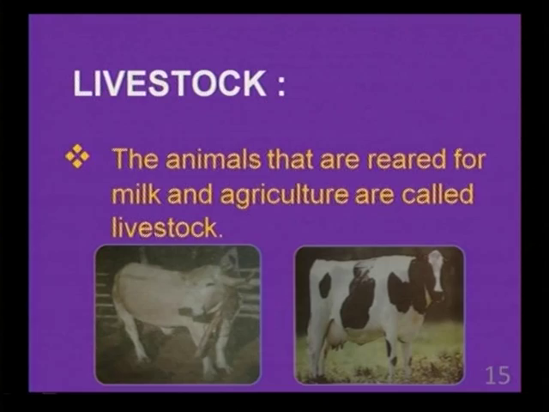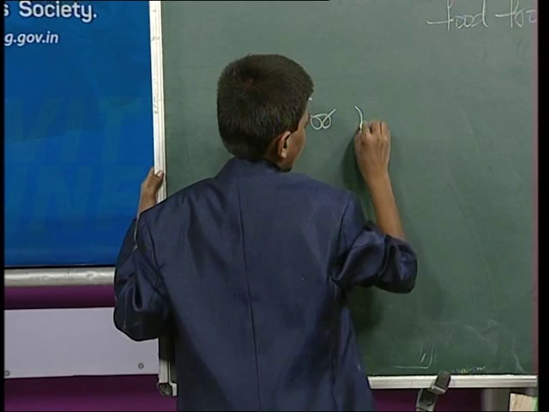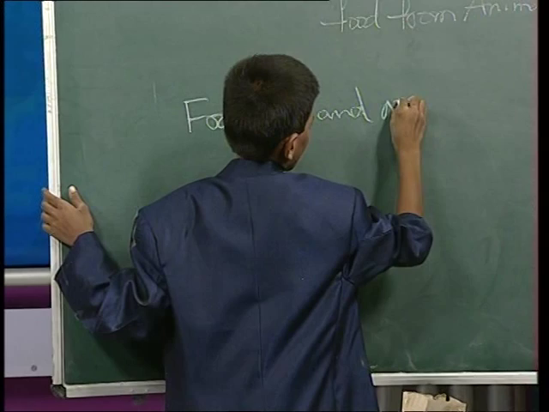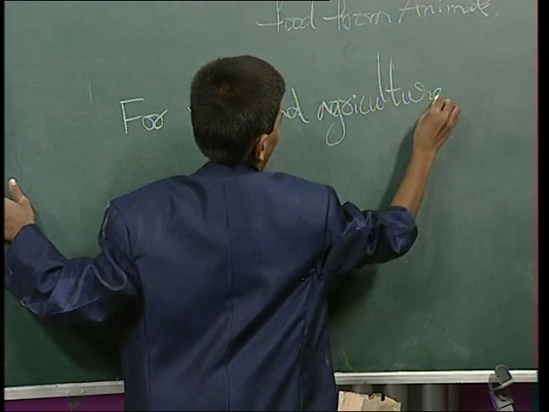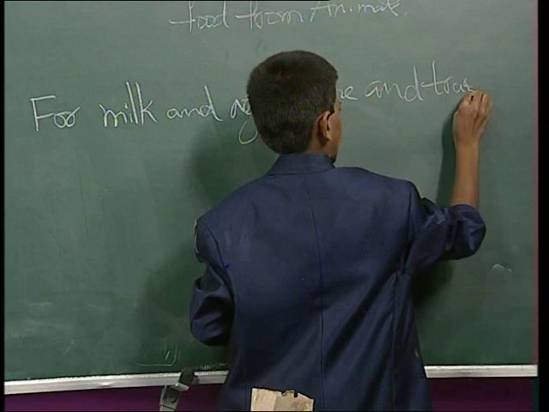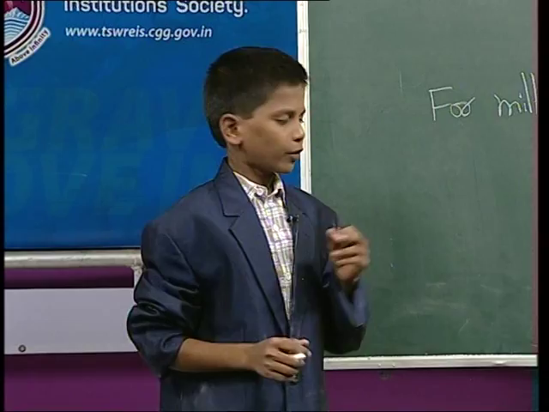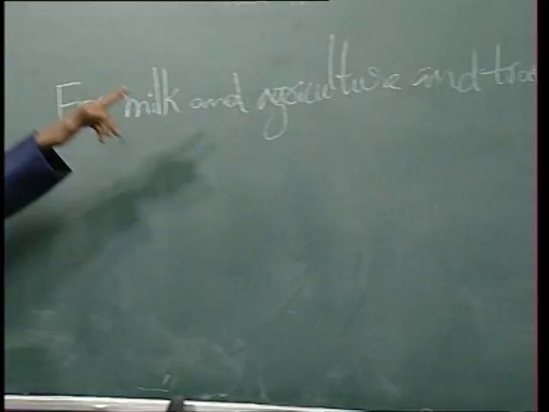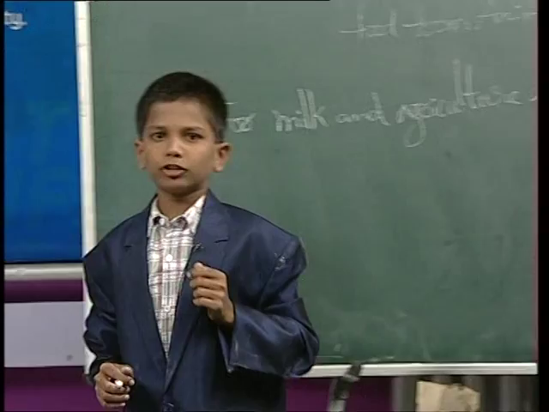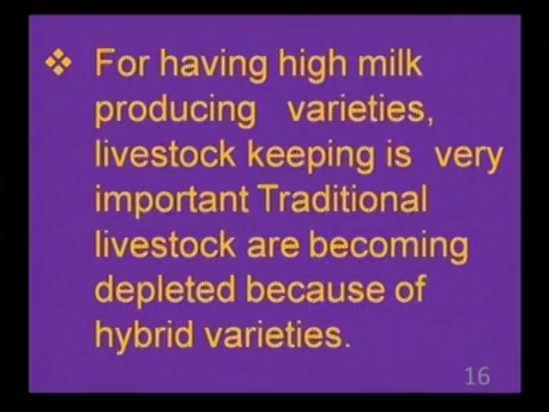Livestock means the animals which are reared for milk and agriculture and transportation. See here, friends. The animals which are reared for milk and agriculture and transportation is called livestock keeping. And next one is for having high milk producing varieties. Livestock keeping is very important.